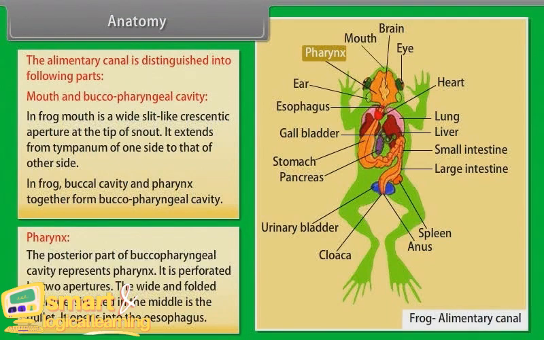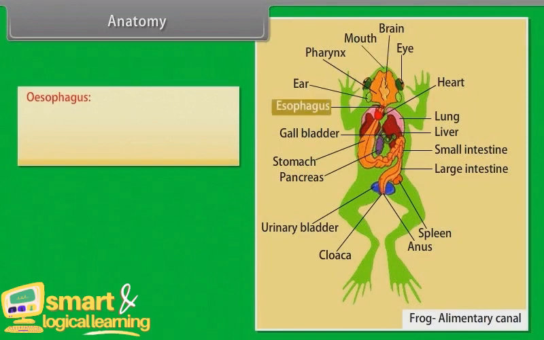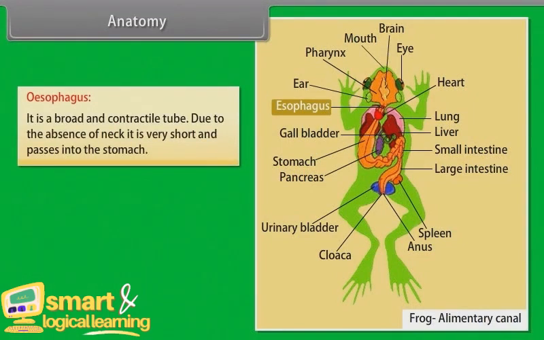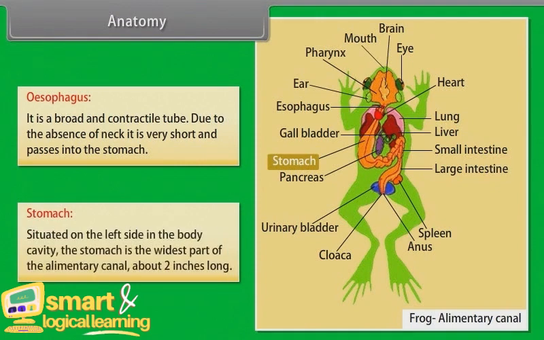It is perforated by 2 apertures. The wide and folded aperture situated in the middle is the gullet. It opens into the oesophagus. Oesophagus. It is a broad and contractile tube. Due to the absence of neck, it is very short and passes into the stomach. Stomach. Situated on the left side in the body cavity. The stomach is the widest part of the alimentary canal, about 2 inches long.